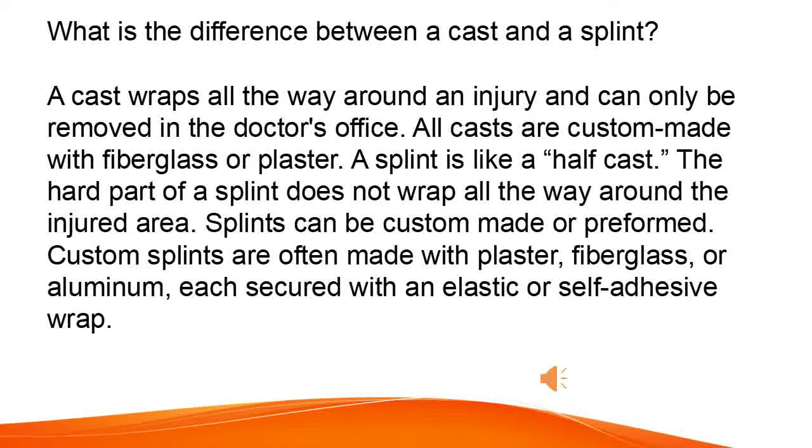A cast wraps all the way around an injury and can only be removed in the doctor's office. All casts are custom made with fiberglass or plaster. A splint is like a half cast. The hard part of a splint does not wrap all the way around the injured area. Splints can be custom made or pre-formed. Custom splints are often made with plaster, fiberglass, or aluminum, each secured with an elastic or self-adhesive wrap.